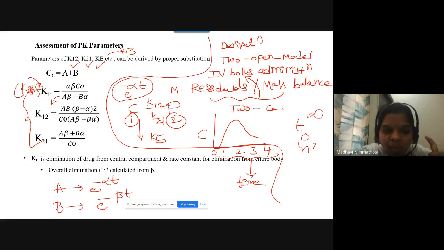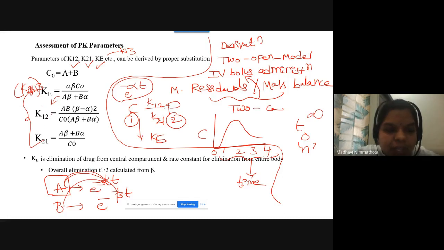So here we are writing capital A, the hybrid constant, in exponential form: A into alpha, A into beta, B into alpha. A into beta plus B into alpha. So here you can get the elimination rate constant.